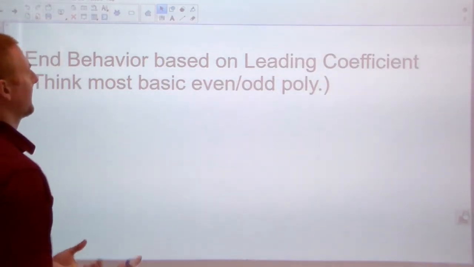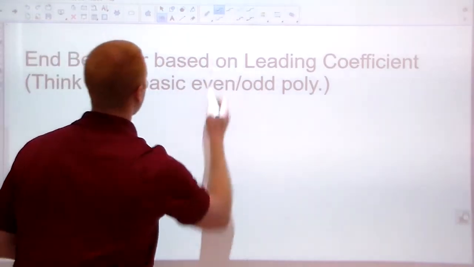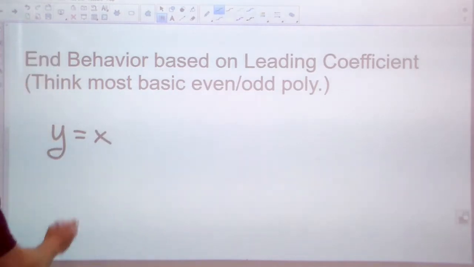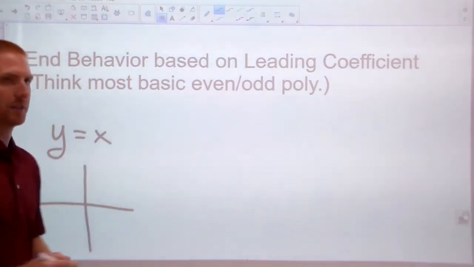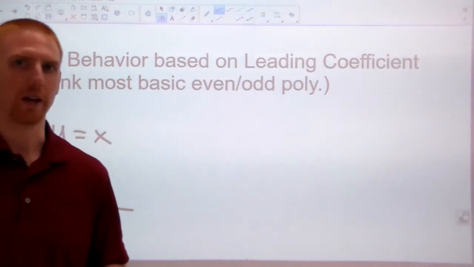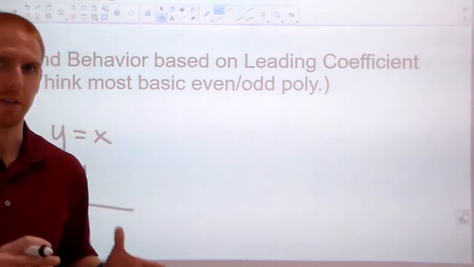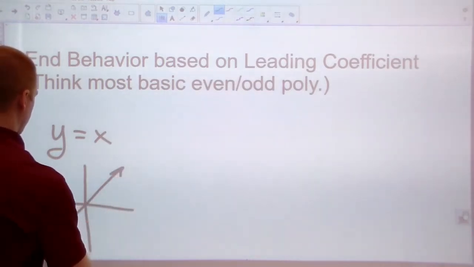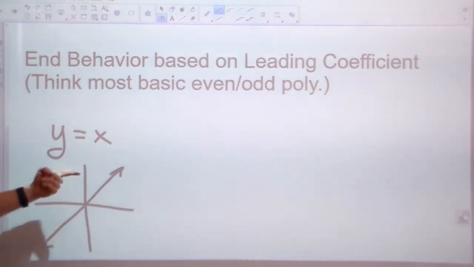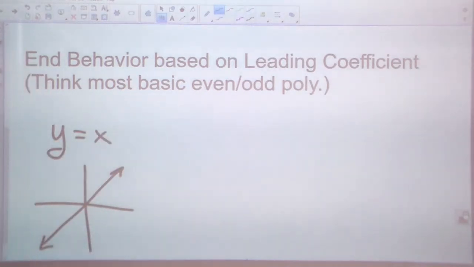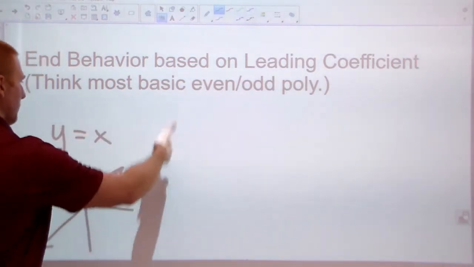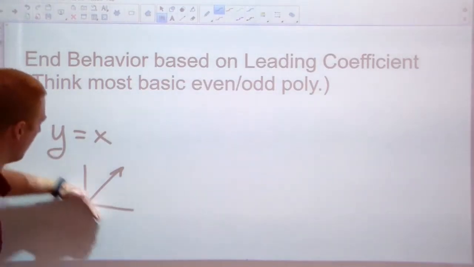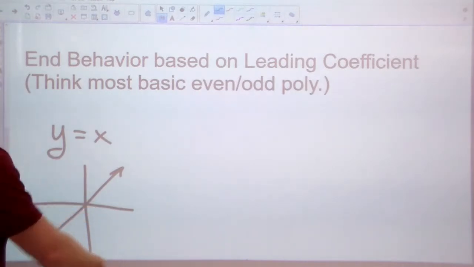So the most basic odd polynomial is y equals x. If you think about what y equals x does, then you can figure out what x to the 23rd power is going to do. It's going to have the exact same end behavior. So y equals x looks like that. Left end's pointing down, right end's pointing up. So like I said, if it was x to the 23rd, the right end would still point up, left end would still point down. If this was y equals negative x, it would go the other direction. So the left would point up, right would point down.